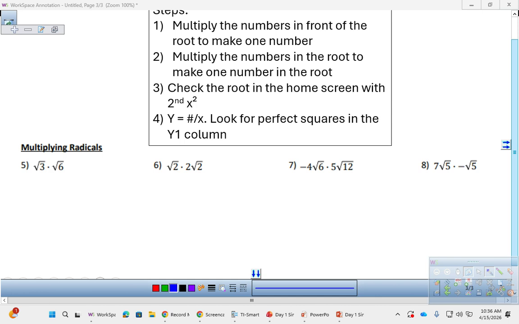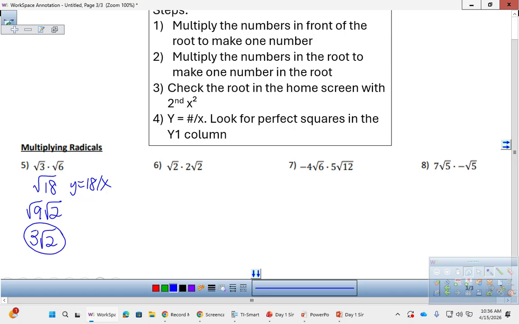So since 3 and 6 are both under radicals, they're both under roots, they're called like terms. So I can do 3 times 6, which is 18, and then because both of those numbers are under roots, I can just keep it under the root. So I'm just doing multiplication for those. And now it just becomes just like we did before. I would go to my y equals screen, I would do 18 divided by x, and I would look for perfect squares that are divisible into 18, which is 9. So this is 9 and 2. So 3 root 2.